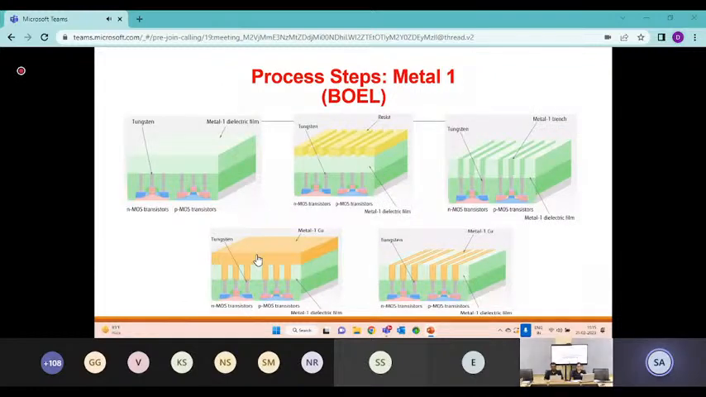And then in the back end of the line, we deposit metal one, metal two, depending upon the complexity of the device and the technology that we are using. It could be 5 metal line or 10 metal line layers, or even up to 15 metal layers, depending upon the number of transistors that we have to interconnect. So this is the metal one line. Here also the contacts. These are the vias.